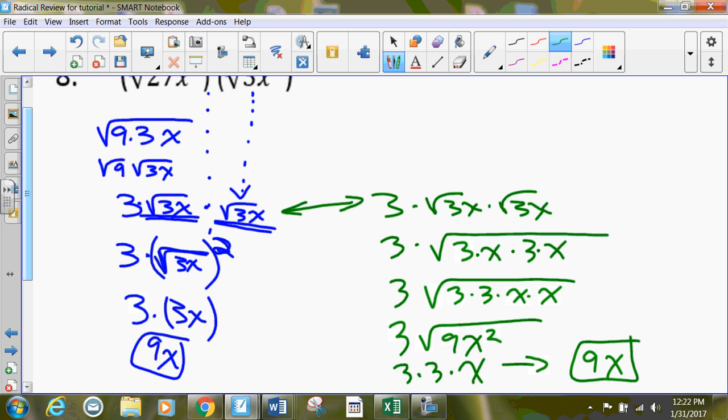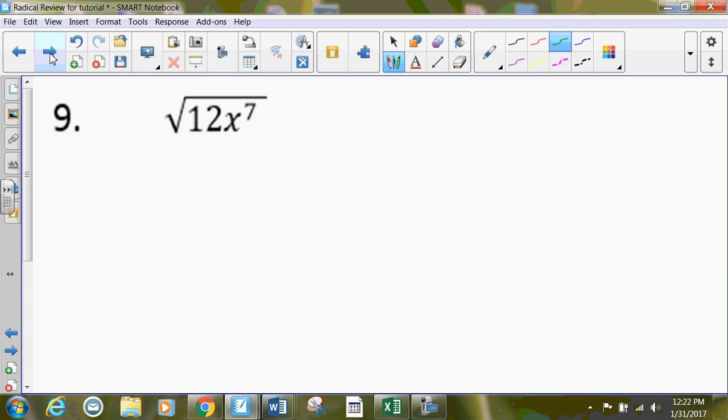And do it. You've got to pick the way that makes sense to you, because your brain is not going to remember something that does not make sense. All right, square root of 12x to the 7.